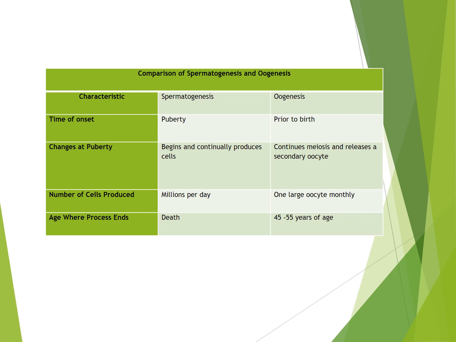This slide compares spermatogenesis and oogenesis. Remember that spermatogenesis begins at puberty and then continues throughout the rest of the lifespan of the male. There are millions of sperm cells that are produced each day. Oogenesis actually starts prior to birth. The oocytes and follicles are then arrested, and this process continues again at puberty. Instead of millions of sperm cells produced daily, the female produces one large secondary oocyte monthly. Oogenesis ends anywhere between 45 and 55 years of age.